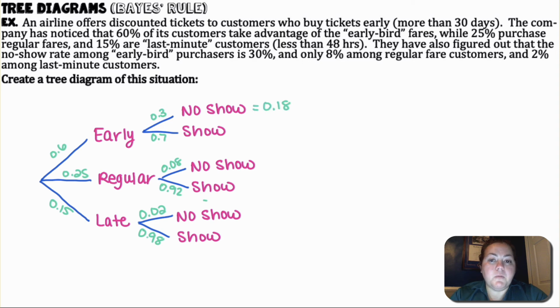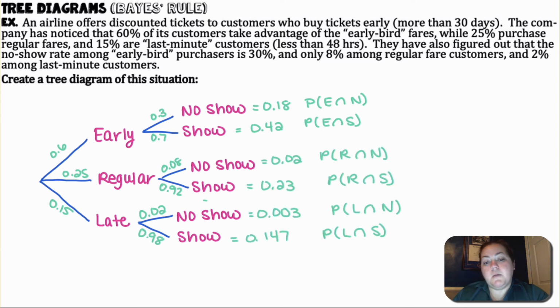And then I'm going to multiply across that branch. So 0.6 times 0.3 is 0.18, 0.6 times 0.7 is 0.42, and so on. All right, so I get all of these probabilities. And then when I'm multiplying across, that's the probability it's early and a no-show. Early and a show. Regular and a no-show. Alrighty.